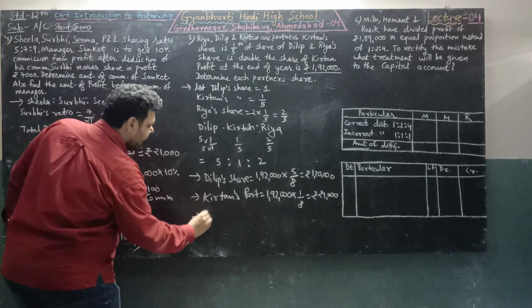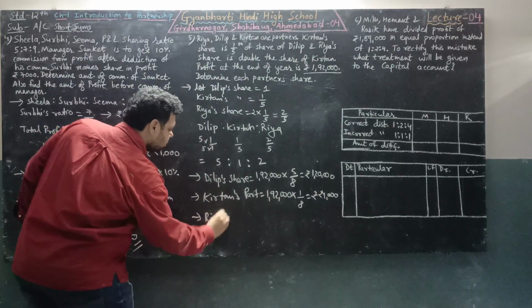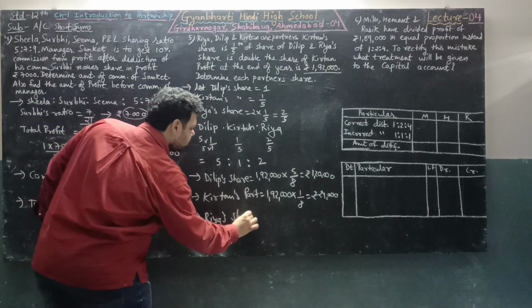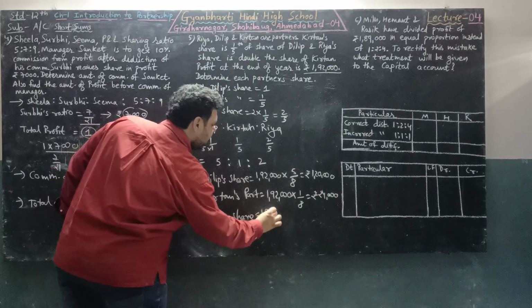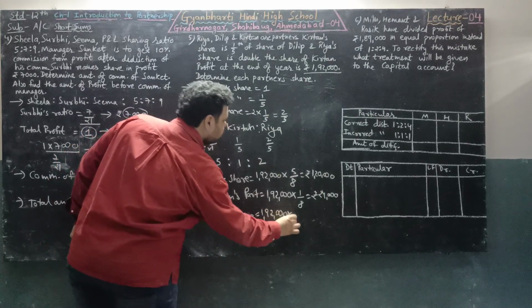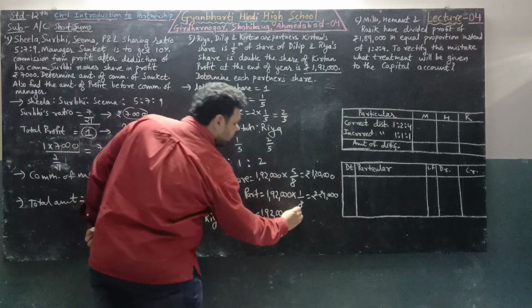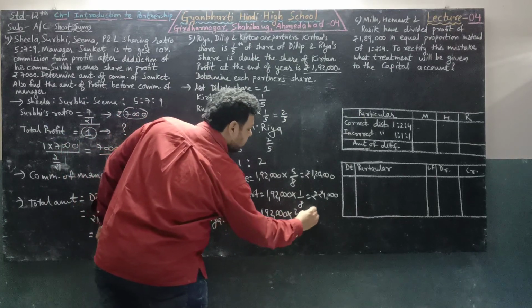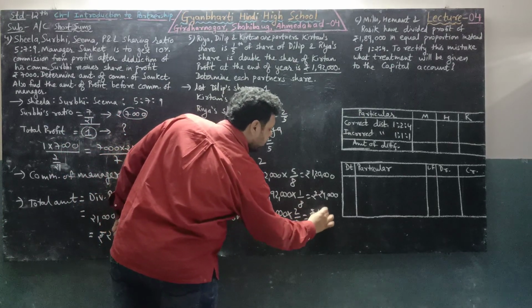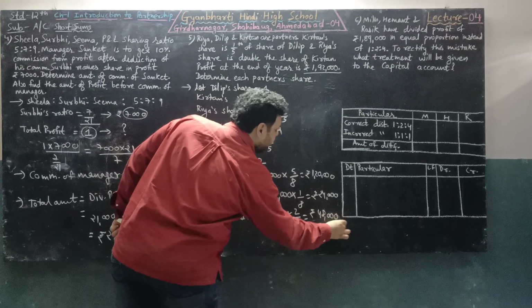And third one is Riya. Riya's share, total is 1,92,000 into her share is 2 and total is 8. So 2 upon 8. So she will get rupees 48,000 from the profit.